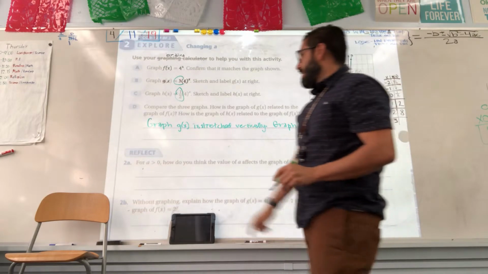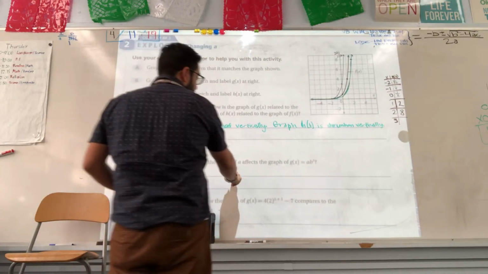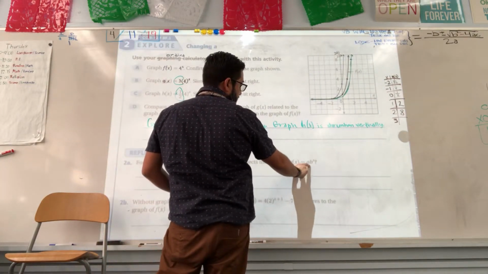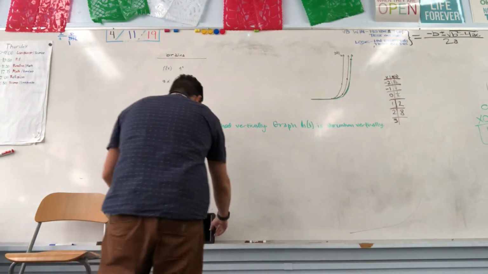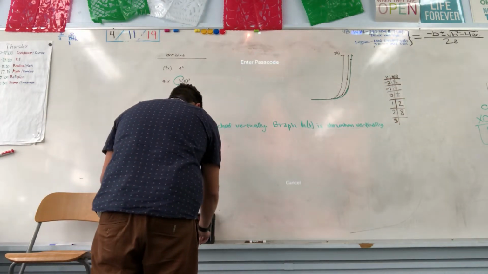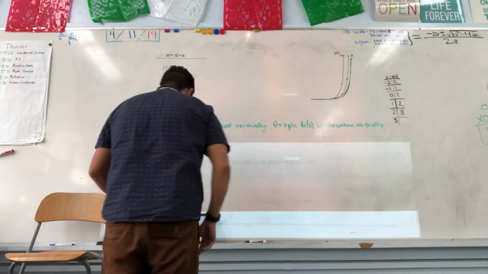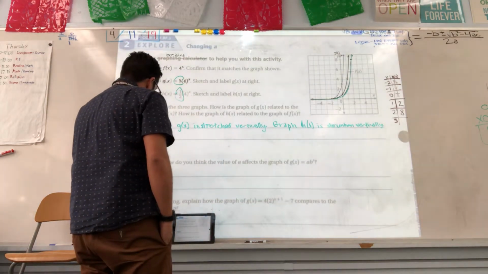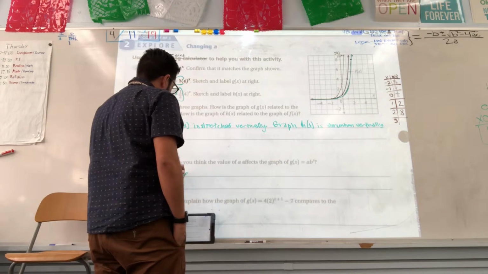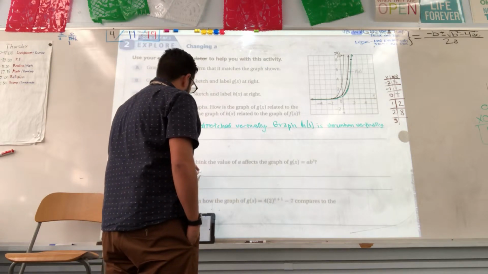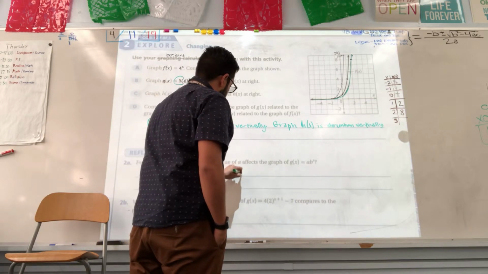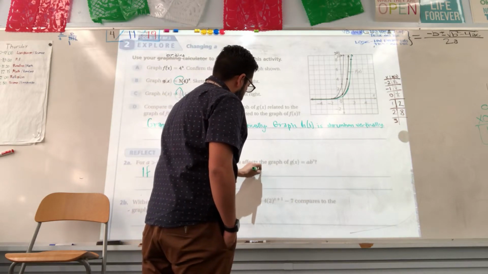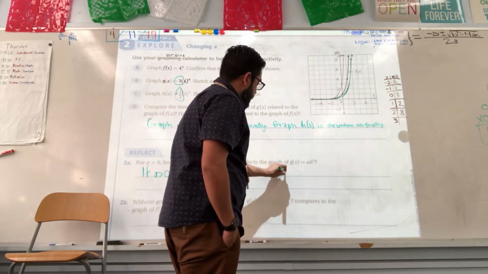For a is greater than 0, how do you think the value of a affects the graph g of x equals a times b of x? If a is greater than 0, then the graph stretches vertically.